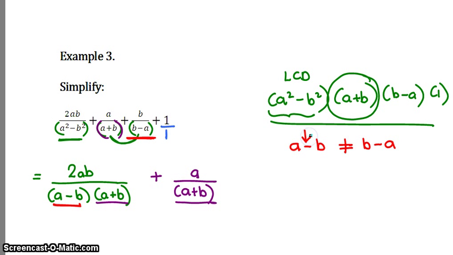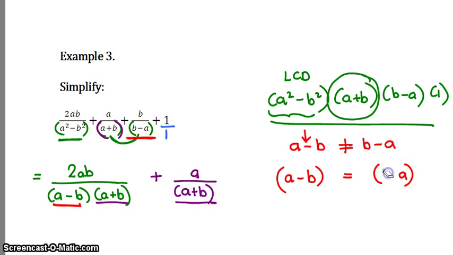Subtraction is not commutative. Addition is. So if there was a plus sign, I can easily swap them around and they're the same thing. But subtraction isn't. So how can I make a minus b the same thing as b minus a? I want this b minus a to be the same thing as a minus b, so that it can be a common factor and I can use it in my lowest common denominator as the same thing. Now, those are definitely not equal.